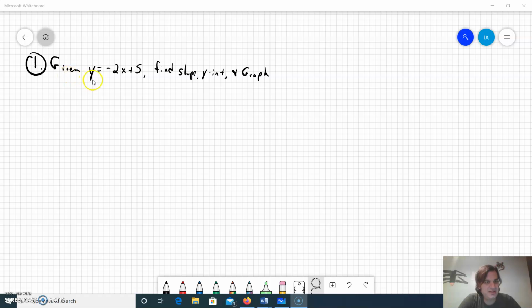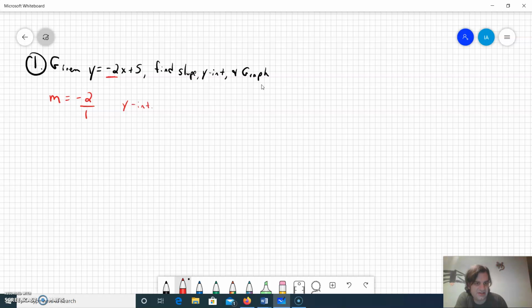So number one was given y equals negative 2x plus 5. Find the slope, y-intercept, and graph. So let's walk through the solution. Remember that the slope comes from, it's in the correct form, so the slope comes from what's in front of the x, which will be negative 2, and when you go to graph it, you can write that as negative 2 over 1.